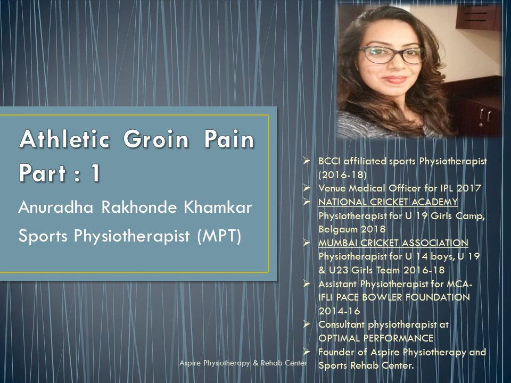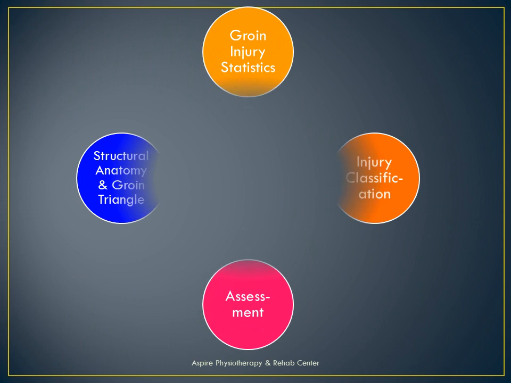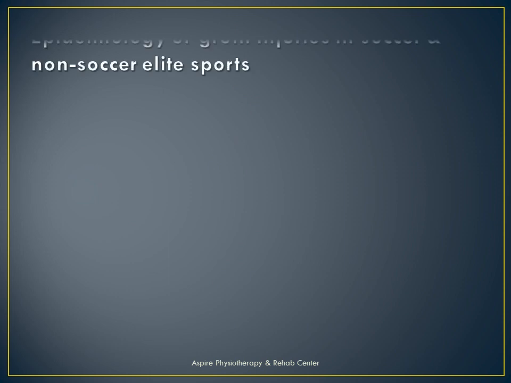Let's start with our first topic, that is athletic groin pain. I have divided this topic into two parts, part 1 and part 2. In part 1, we will cover groin injury statistics, that is epidemiology. Then we will discuss structural anatomy and the groin triangle. Our third subtopic will be assessment, and the last one is injury classification. Now let's start with our first subtopic, that is epidemiology.